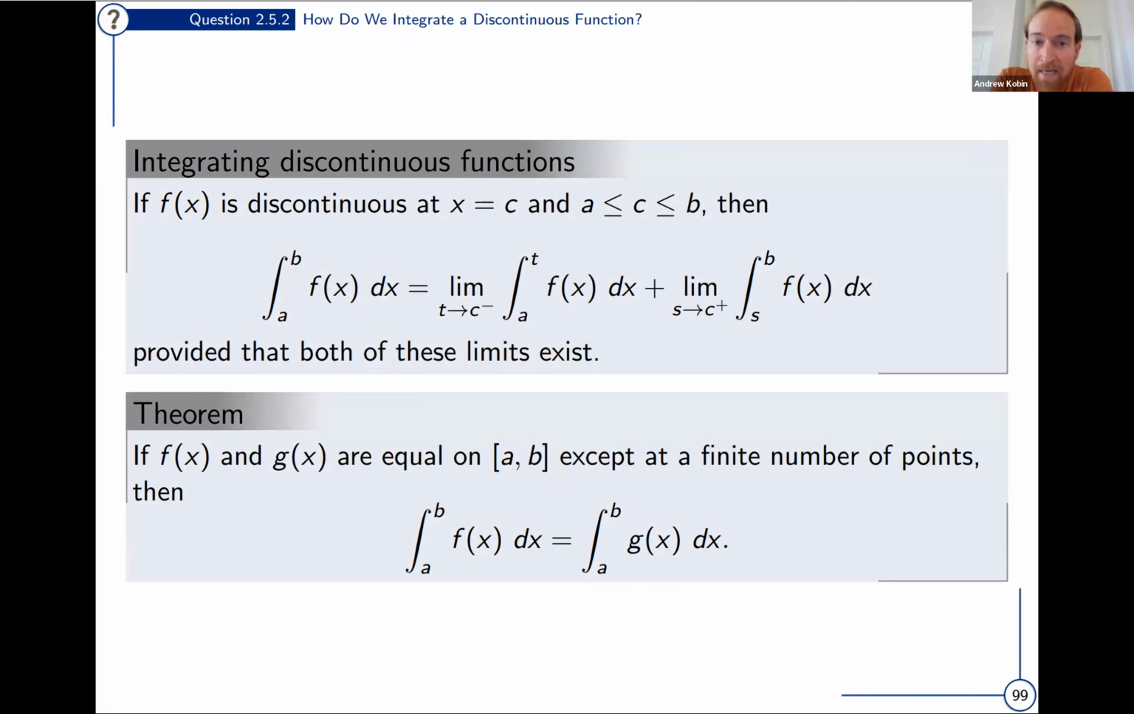First, we can integrate from a to t and let t approach c from the left. That's this first integral expression here, just like we did in the previous example. And second, we can compute the integral from s to b and let s go down to c from the right. As long as both of these limits exist, which in the previous example they did, we computed values of them, then we will call this the true value of the definite integral of f of x over that region. You should take this as a definition.